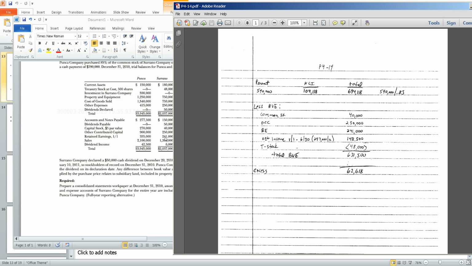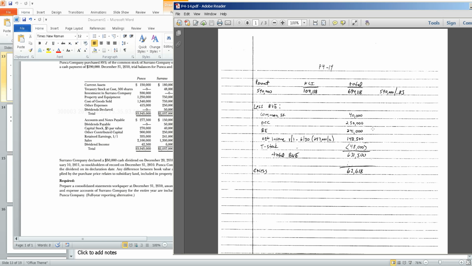Yep, retained earnings of 241. Treasury stock: Serrano has treasury stock of 48,000. That's of course a negative component of stockholders' equity, so we're going to subtract that out here. That's something that you haven't seen before, but it's a component of equity and needs to be considered when calculating the total book value of the sub's equity at the acquisition date.